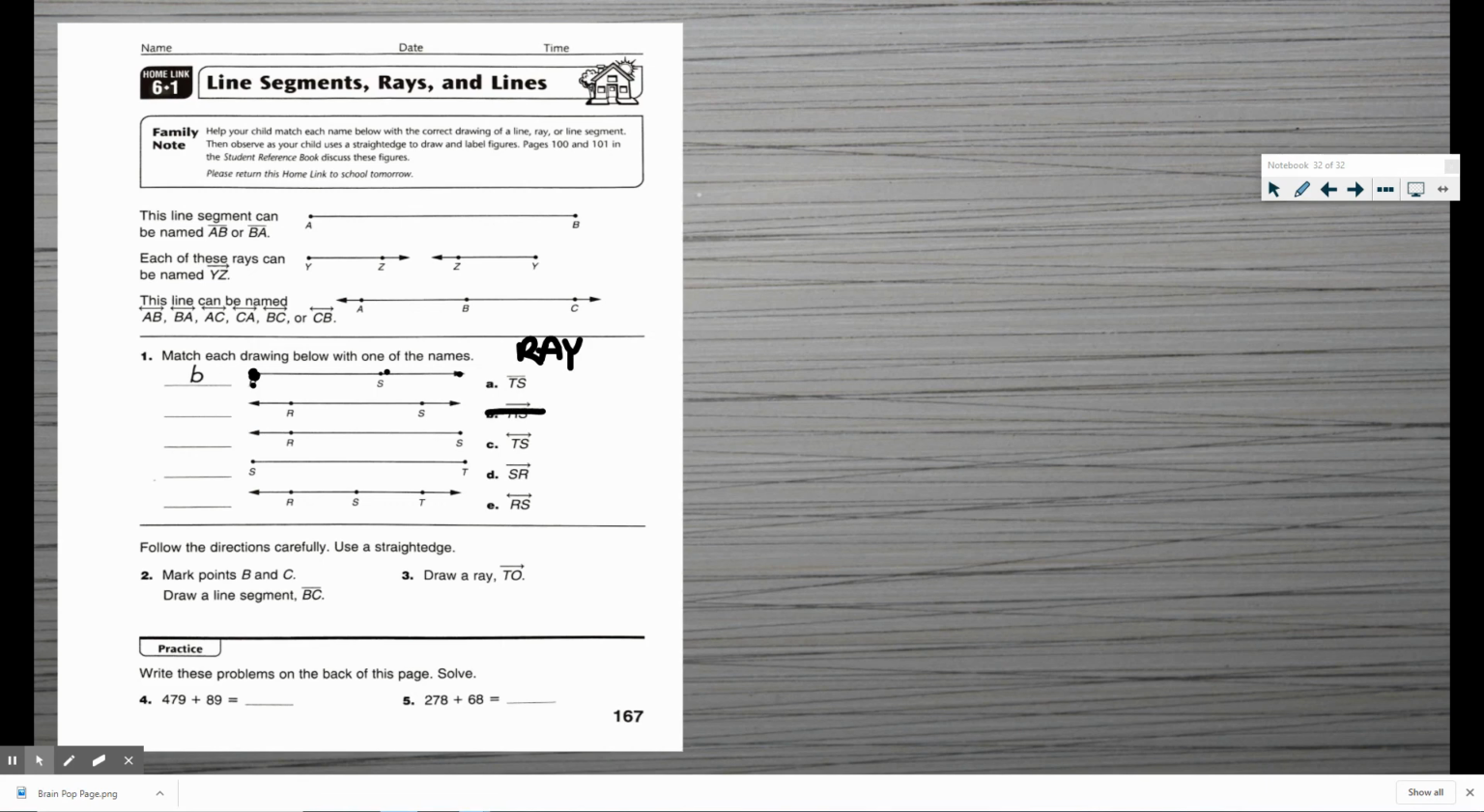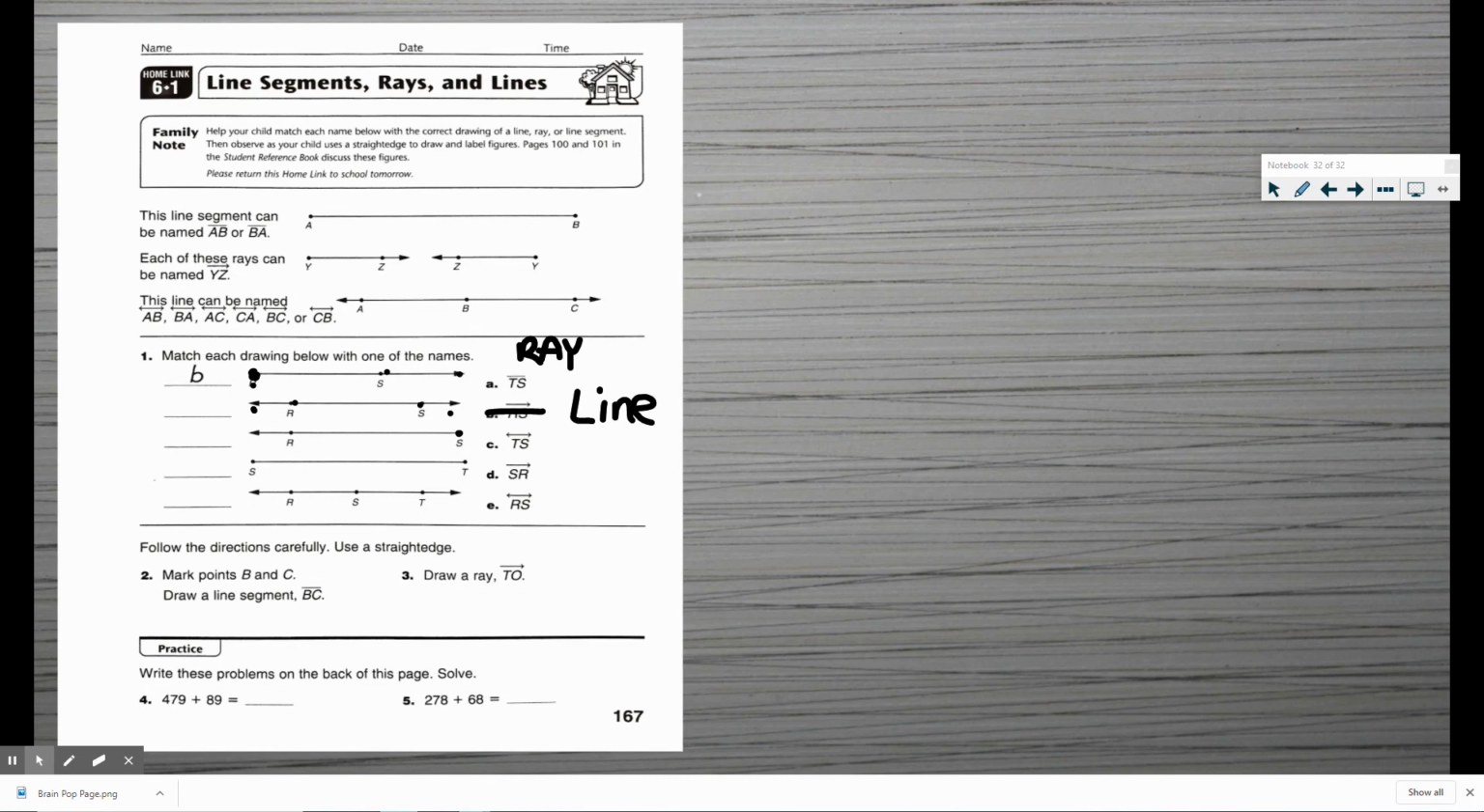On the second one, I have an arrow, so I know it's going to be a line. So I'm going to be looking for the line RS. Don't forget, rays, you have to start with the endpoint. So number 3, the third one, will be a tricky one.